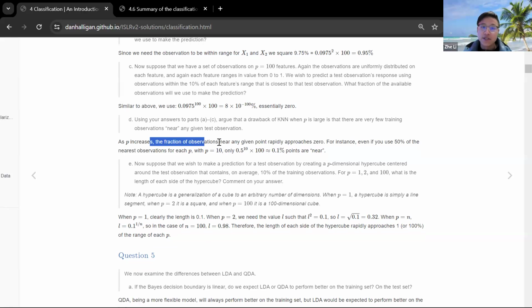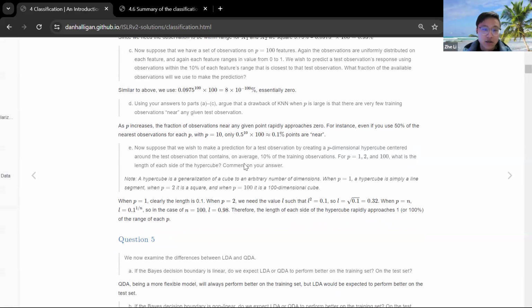So in this case, as p increases, the fraction of observations near any given point rapidly approaches 0. It decreases exponentially. For instance, if you use 10% of the nearest observations for each dimension, with p equals 10, you only capture 0.1 to the power of 10, a tiny fraction of the points near that point.